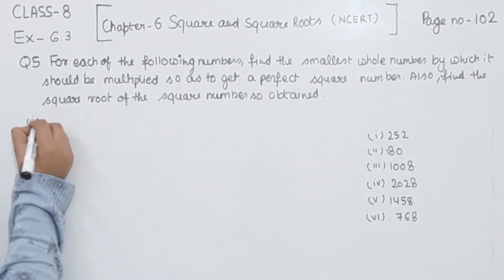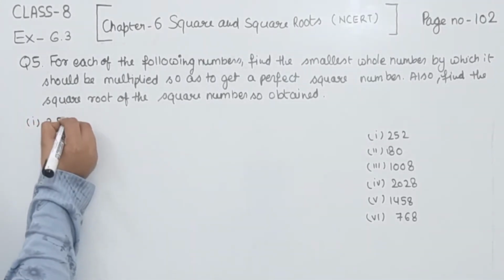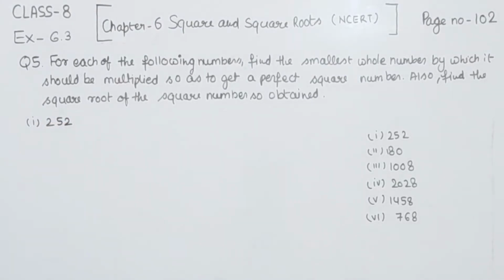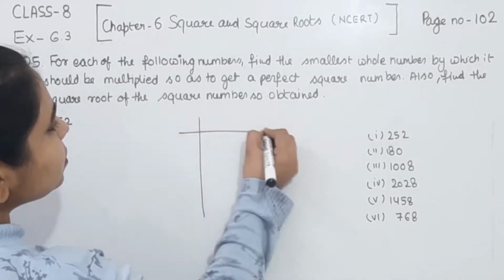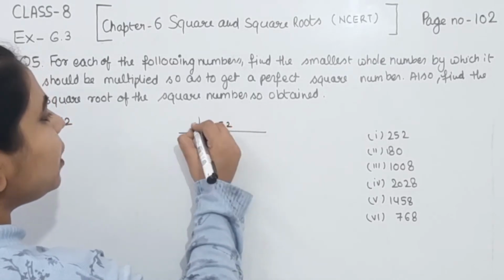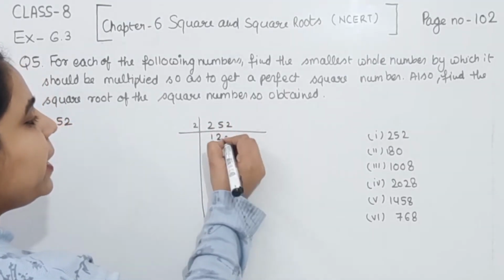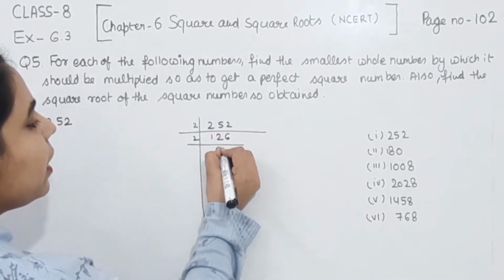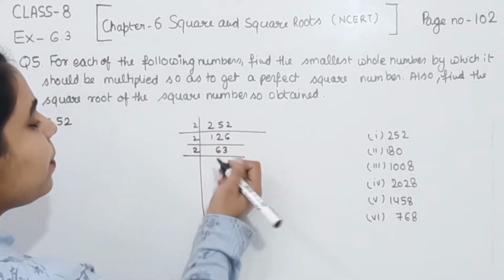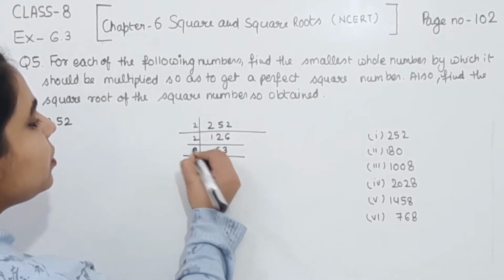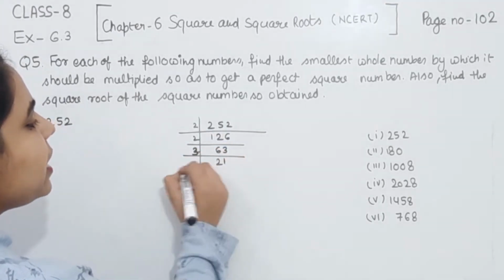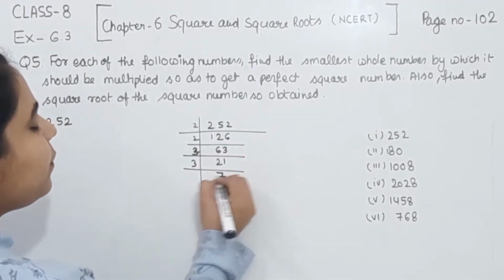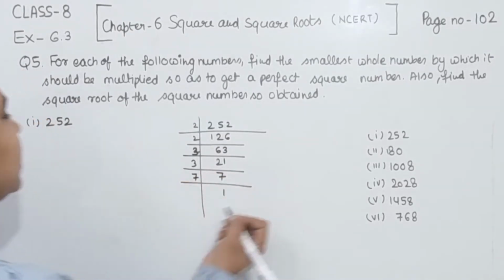The number we are having is 252. Now we are going to find the factors of 252. So I am going to find it. 2 ones are 2, 2 twos are 4, remainder 1, 2 sixes are 12. Now 2 sixes are 12 and 2 threes are 6. Now we are going to find with the 3. Now 3 twos are 6 and 3 ones are 3. Now 3 sevens are 21 and 7 ones are 7.